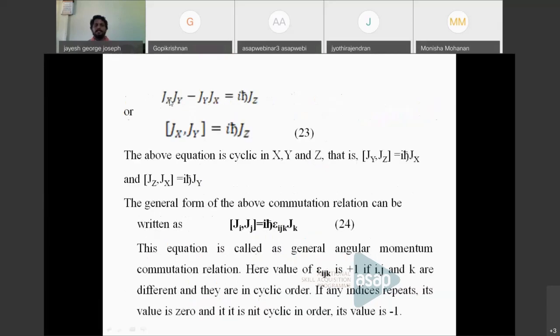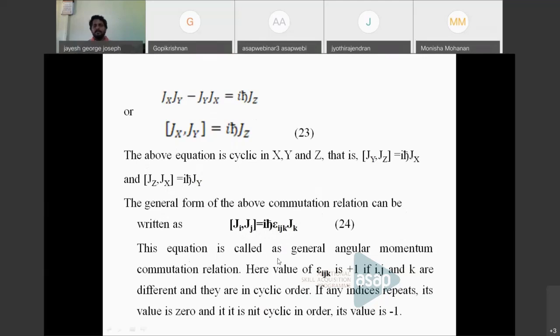Or you can write jx jy minus jy jx is equal to i h cross jz, or jx comma jy is equal to i h cross jz. The above equation is cyclic in x, y, and z. That is, jx comma jy is equal to i h cross jz, or jy comma jz is equal to i h cross jx, or jz comma jx is equal to i h cross jy. That is cyclic. And the general form of the above commutator relation can be written as ji comma jj is equal to i h cross epsilon ijk jk.